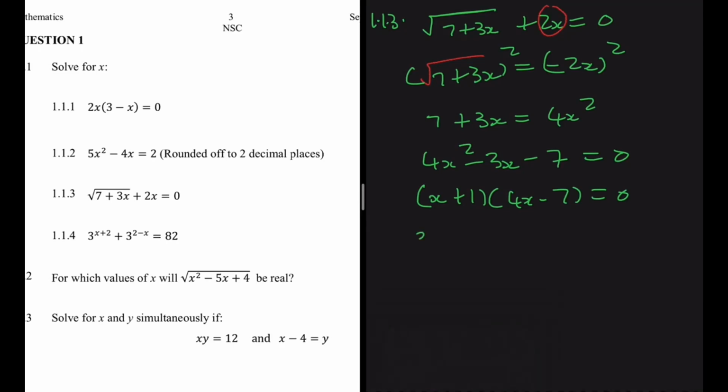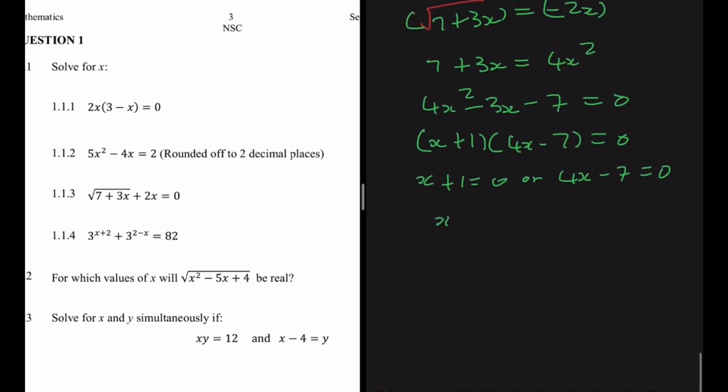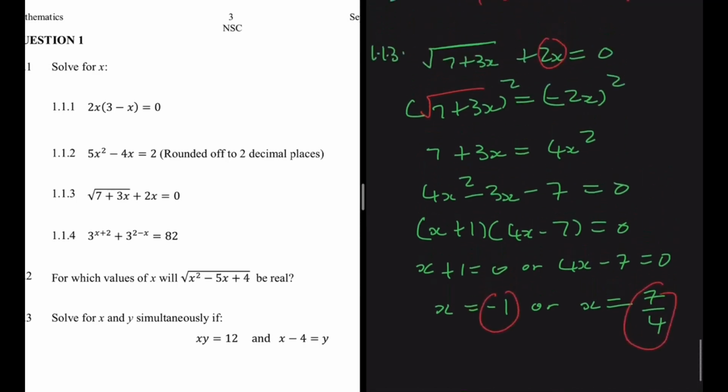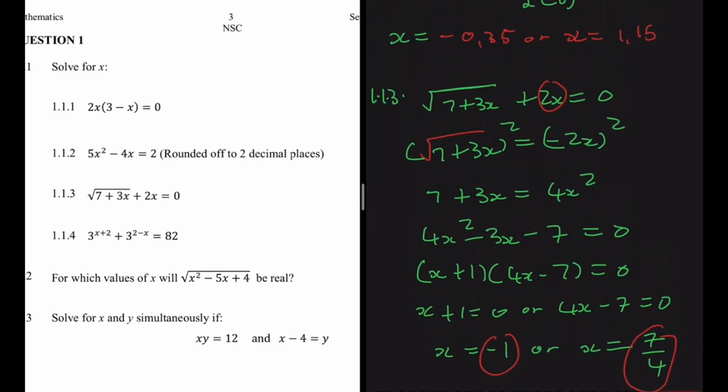So now we can say x plus 1 is equal to 0, or 4x minus 7 is equal to 0. So x can be minus 1, or x can be 7 divided by 4, right? So we have minus 1 and 7 divided by 4. So I want you to realize something.